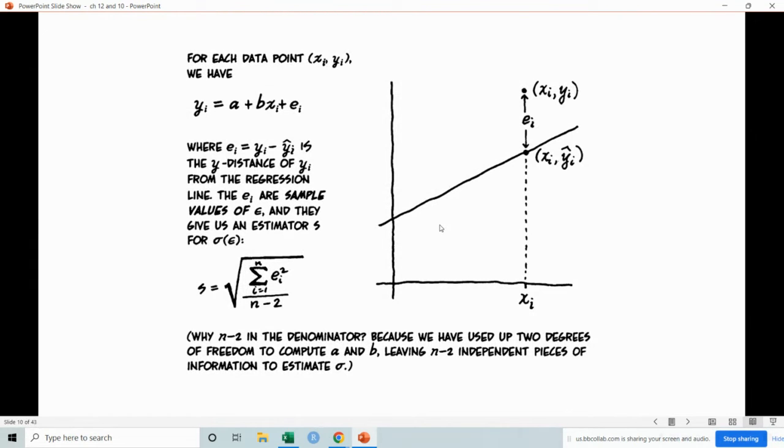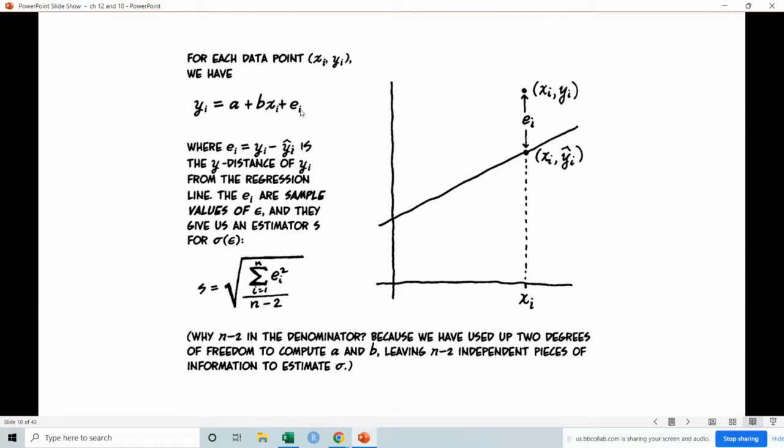So for each data point, x sub i and y sub i, we have y sub i equals a plus b x i plus e i. So these are our estimates for a and b, or the y-intercept and the coefficient for x. And e is our error term that we're going to estimate as well. So e, the error term, is equal to y i minus our point estimator for y, the y distance of y from the regression line. How much error is in that particular sample.